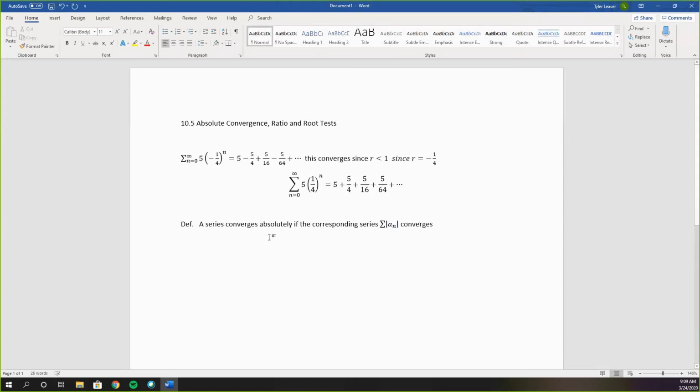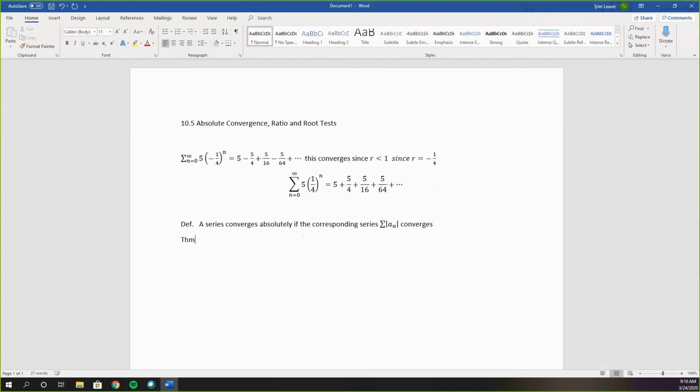So, a series converges absolutely. This is our definition here. It converges absolutely if the corresponding series of the absolute value terms converges. So notice that this top geometric series with the negative alternating terms doesn't just converge. It actually converges absolutely, because if we look at the same series with all positive terms, this converges. So because the absolute value series converges, we can say that this series converges absolutely. Just a little bit more powerful of a statement.